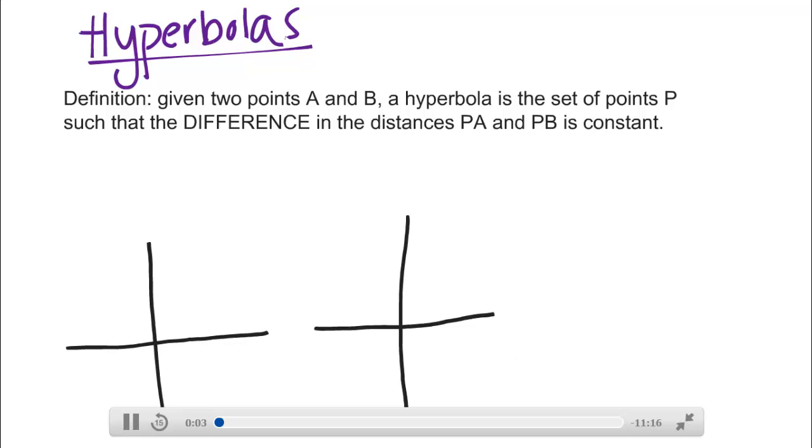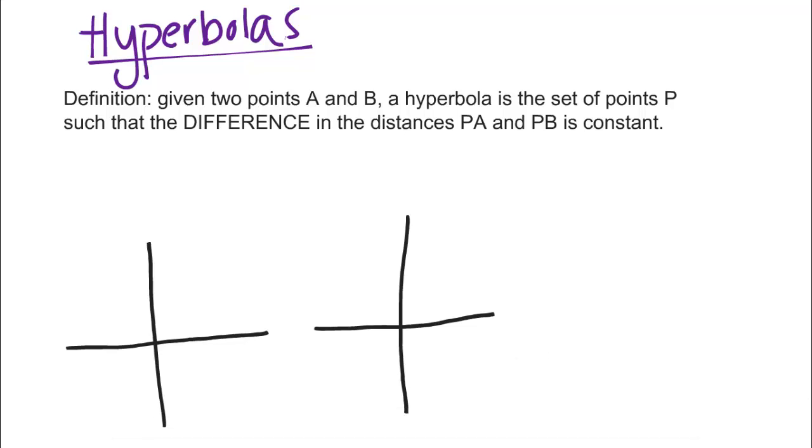Today's notes are about our last conic section in this unit. They are known as hyperbolas. The definition of a hyperbola looks very similar to the definition of an ellipse, except for that one word that I wrote in capital letters.